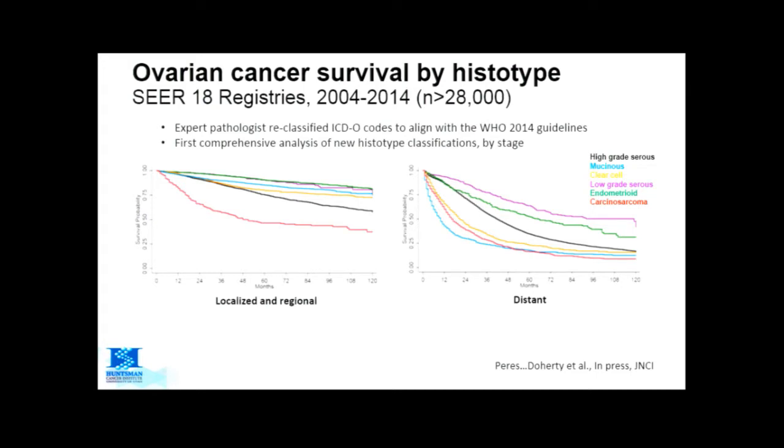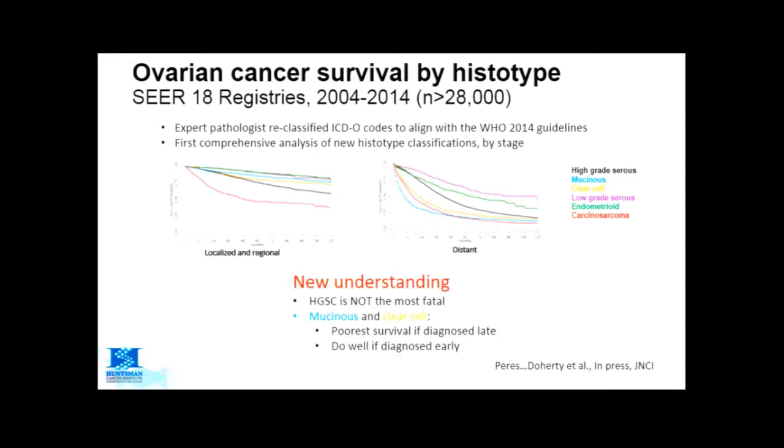In fact, what we see now that we've disaggregated the phenotypes appropriately, we see that actually mucinous and clear cell types, the blue and orange here, have dramatically worse survival when diagnosed at late stage. Carcinosarcomas, these are the red line. We've known that those have the poorest survival regardless of stage. But high-grade serous is the black line here, and it is not the most fatal.